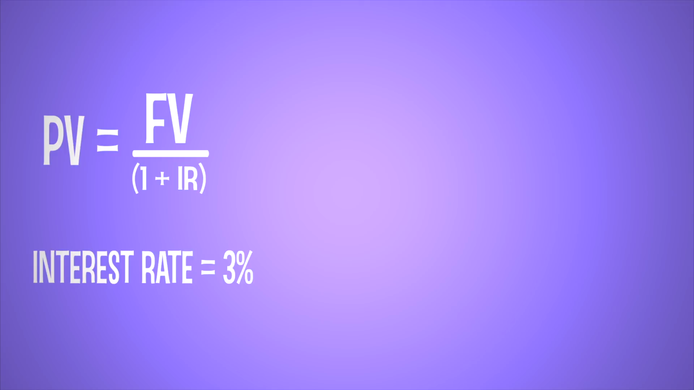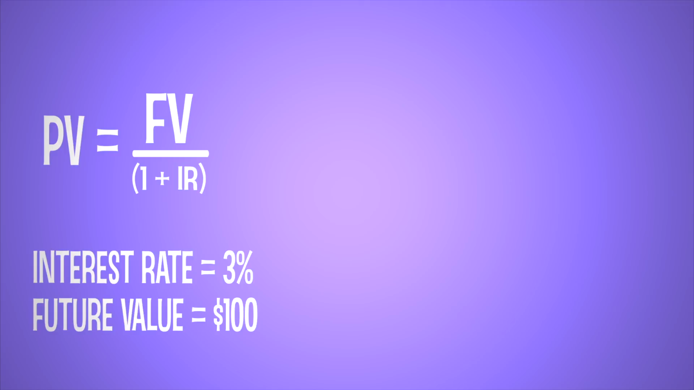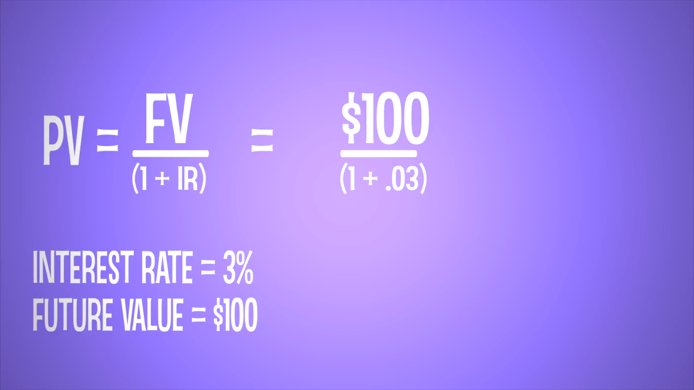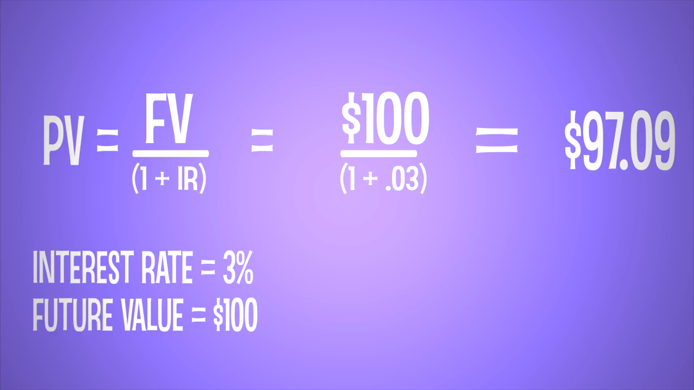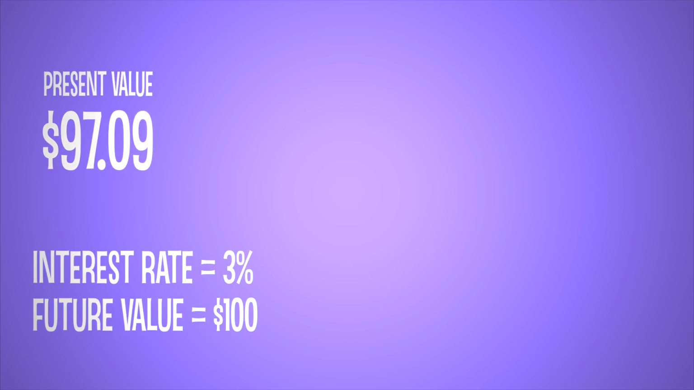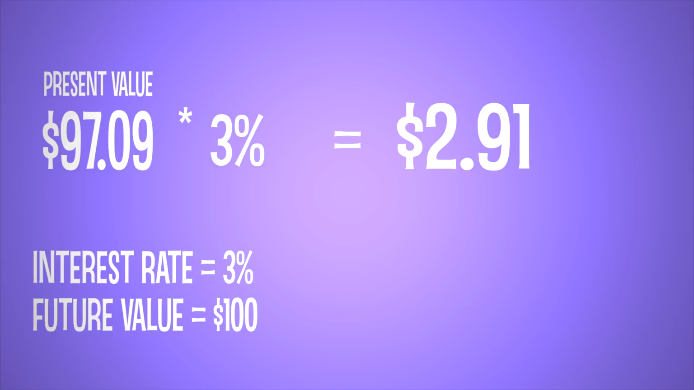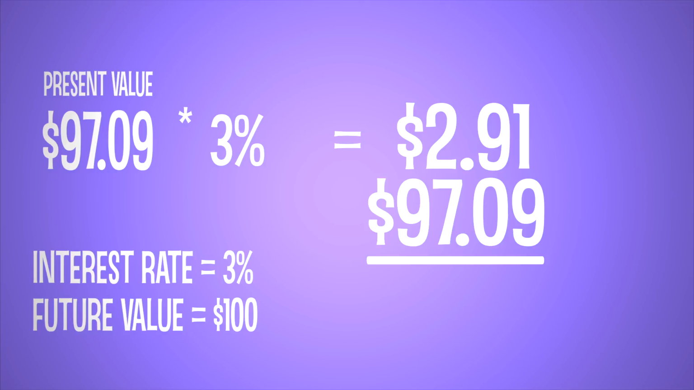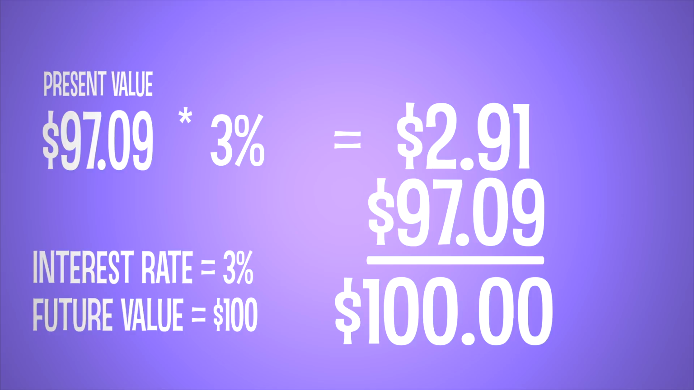So, we'll take our future value is $100. We'll divide it by 1 plus the interest rate. So $100 divided by 1.03 is $97.09. Now let's check our work. We'll take $97.09, put it in the bank, earn our 3% on it, and in interest, we'll earn this $2.91. We'll add it back to our initial value, and there's our $100 back.